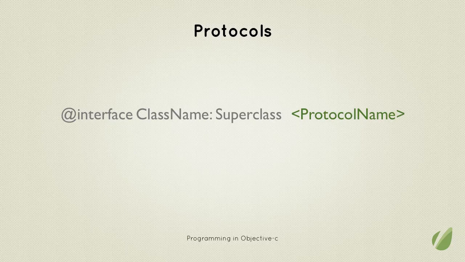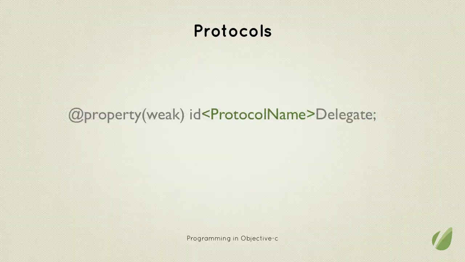Now we can define a property with some more information. So for example, we can define a specific delegate by adding the protocol information. This way we have just added a requirement to the delegate. It's still a generic id object, but it must implement a protocol.